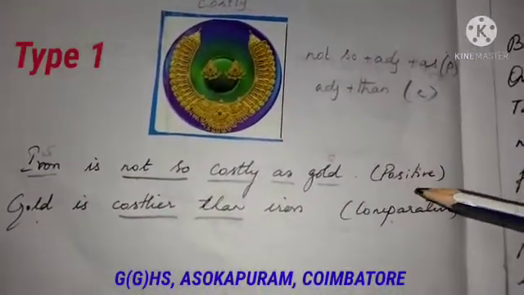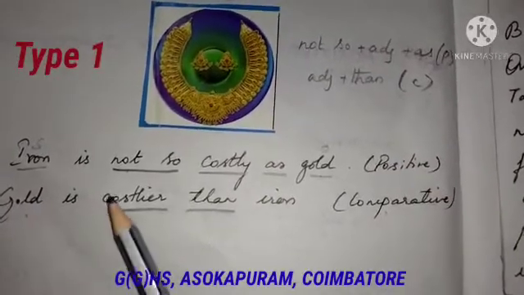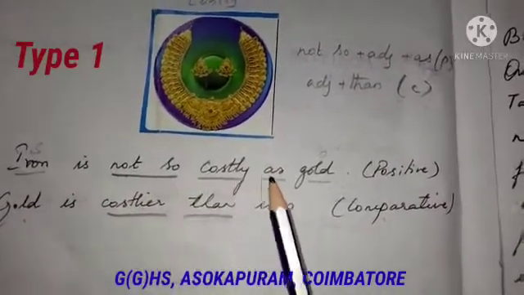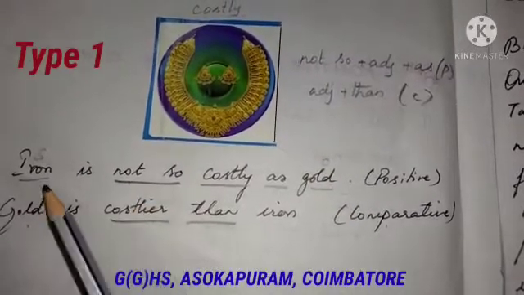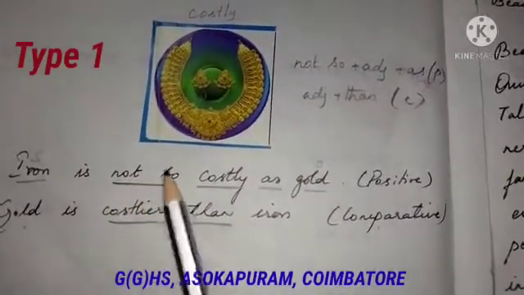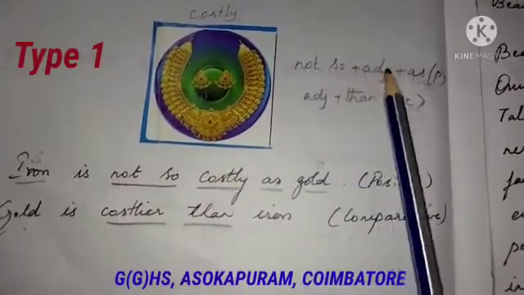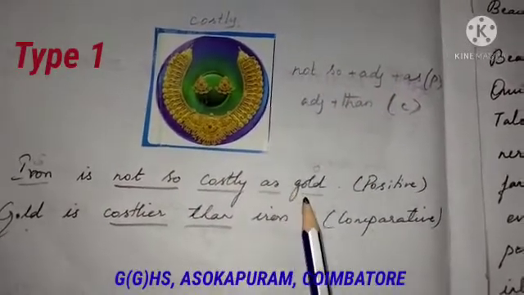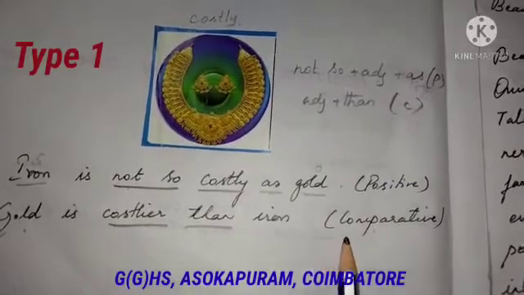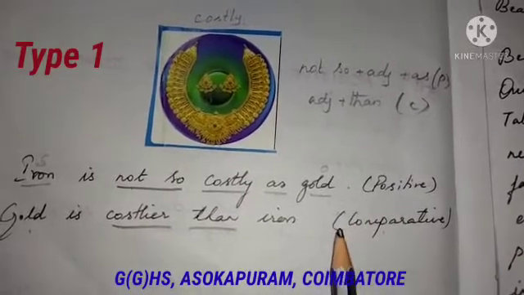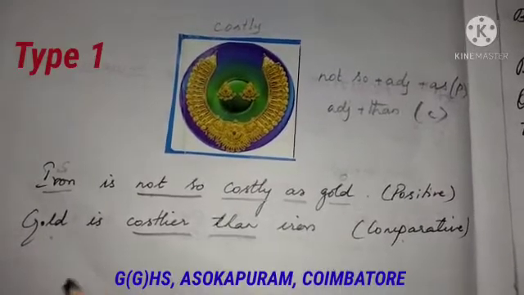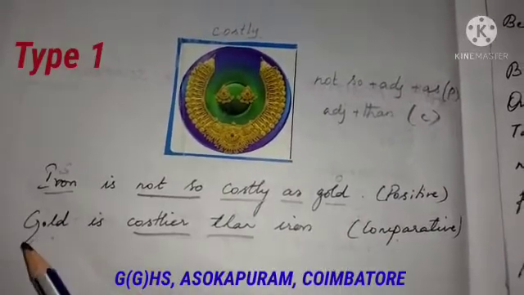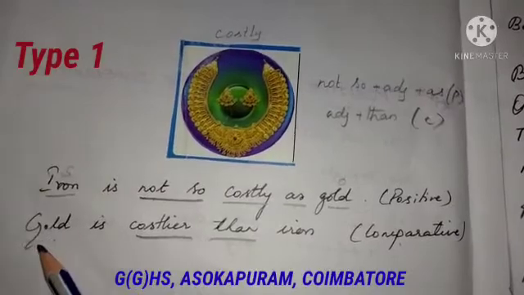So how to frame a sentence? Iron is not so costly as gold. Okay. So you are talking about iron, you are using the formula not so plus adjective. What is the adjective? Costly as gold. When you convert that to comparative, you should not change the meaning of the sentence. So keep that in mind. So you have to bring gold to the front. Okay, gold becomes a subject here.